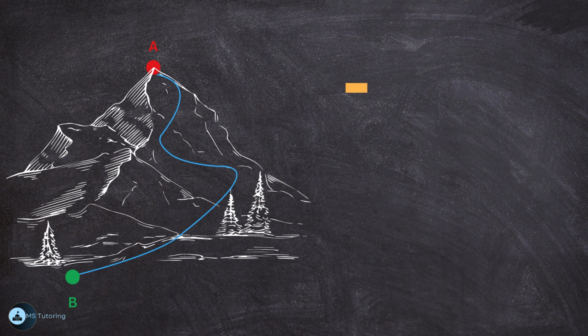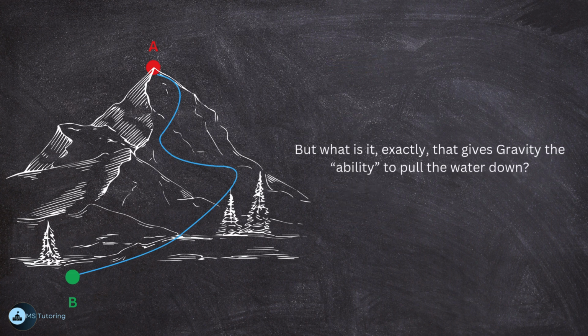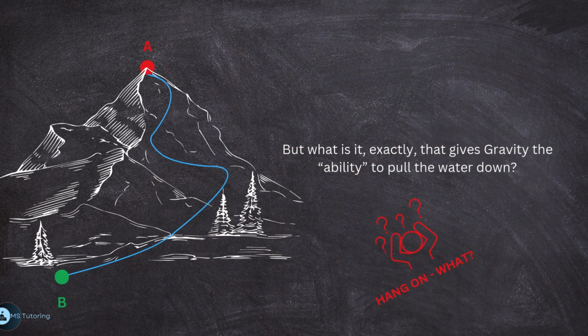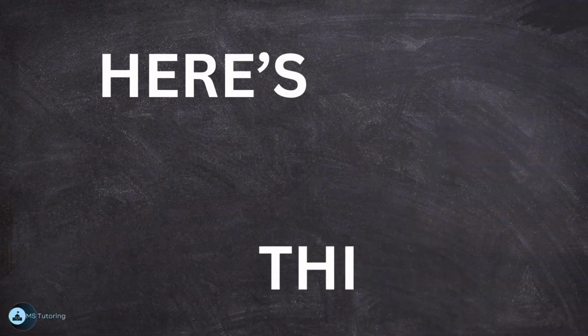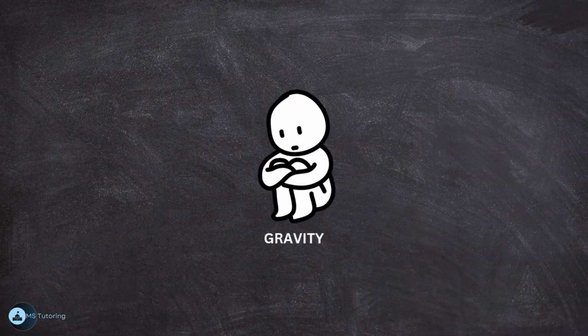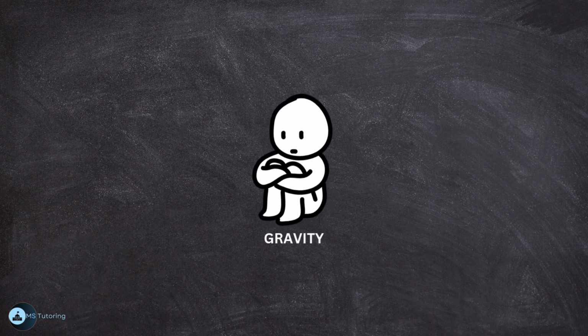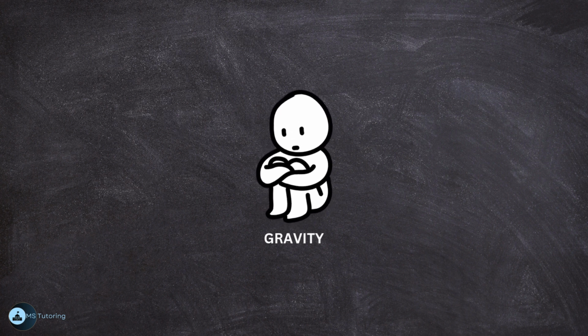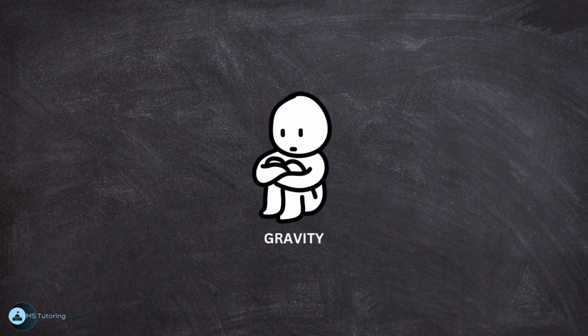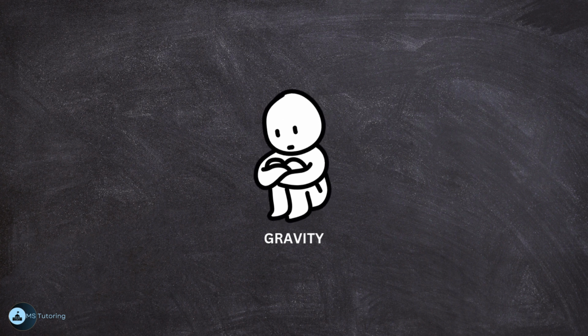Well, your first thought might jump straight to gravity, and you're not wrong. Gravity is involved and responsible for making the river rush down the mountainside with a current. But what is it exactly that gives gravity the ability to pull this water down? It's a bit of a trippy question, but here's the thing. Gravity gets taken for granted. It's so omnipresent in our day-to-day lives that we usually don't even notice it, or better yet, question its presence or how it causes things to move around us.